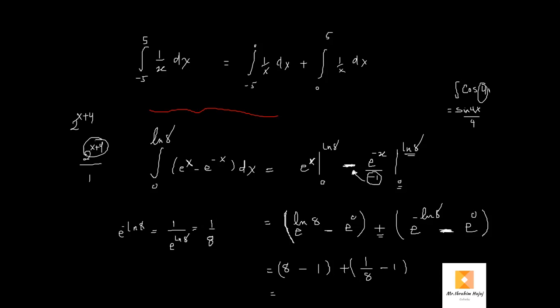Which would give minus 7 over 8. Like we have minus 7 over 8, and this will give us 6.125. 6.125, yes. The answer is 6.125.